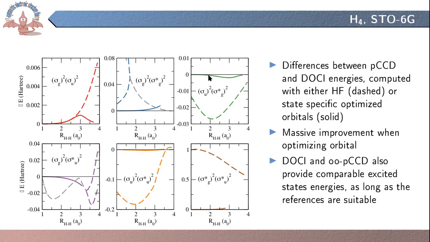So here's just to show the large improvement that we have once we optimize for the orbitals. What I'm showing here are the energy differences between PCCD and the OCI for Hartree-Fock orbitals in dashed lines, and for the solid lines for orbital optimized orbitals. So you see large improvement for all states, in particular for the quadruplet excited states. So yeah, the energies now are much closer once we optimize for the orbitals.